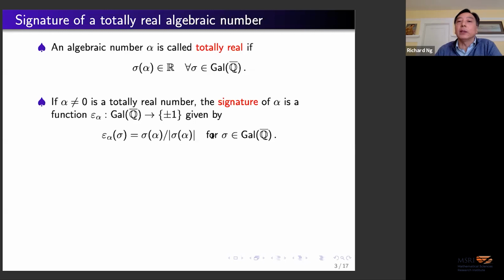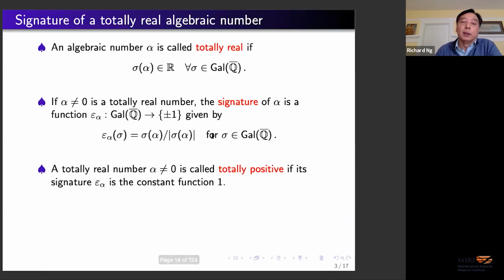This element always has order 2. But then you can use it to define totally positive numbers: a non-zero totally real number is called totally positive when the signature is the constant function 1. So the totally positive numbers are kind of like the kernel of this signature function. If you extend this signature to non-zero elements of a totally real field, then you actually get a group homomorphism by computing the signature.